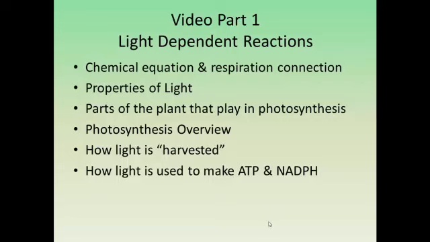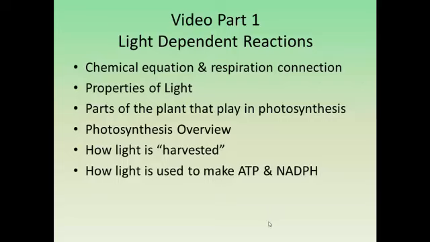I know you've seen it before, so I will show you again the chemical equation for photosynthesis and the chemical equation for respiration. It is very, very important that you understand the connection between these two and how they are related. Then briefly we will talk about the properties of light. How can you make something from light if you don't exactly know what it is or how to define it?